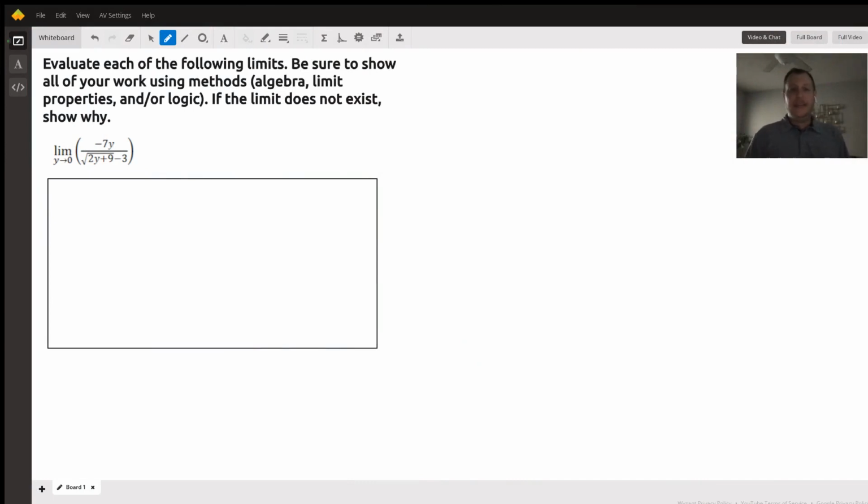Go-to move with any limit problem: just substitute in whatever your variable is approaching. In this case, y is approaching 0. So in our numerator, we're going to get 0. In our denominator, we're also going to get 0. That means we have a common factor that should be able to get canceled out with a little bit of algebraic manipulation. The hardest part about these problems for me is figuring out what type of algebraic manipulation to use.